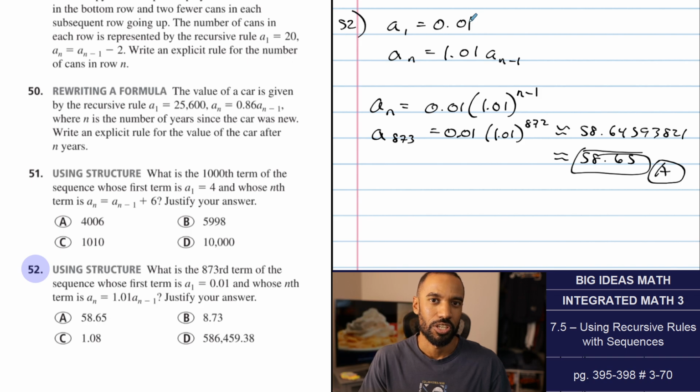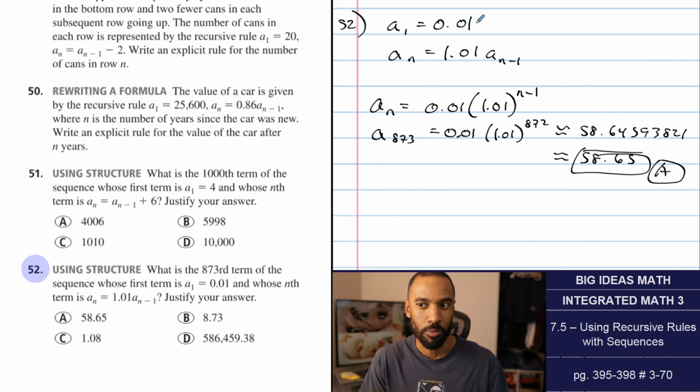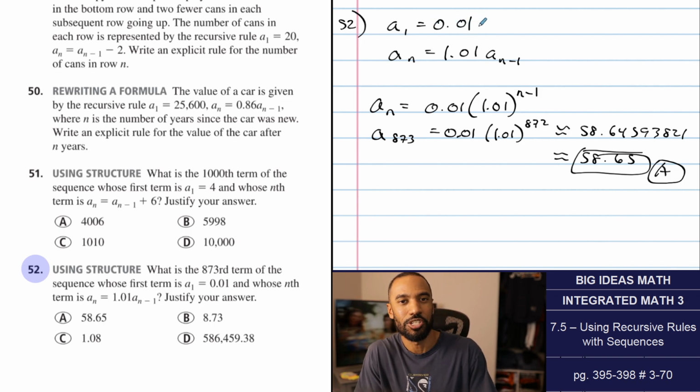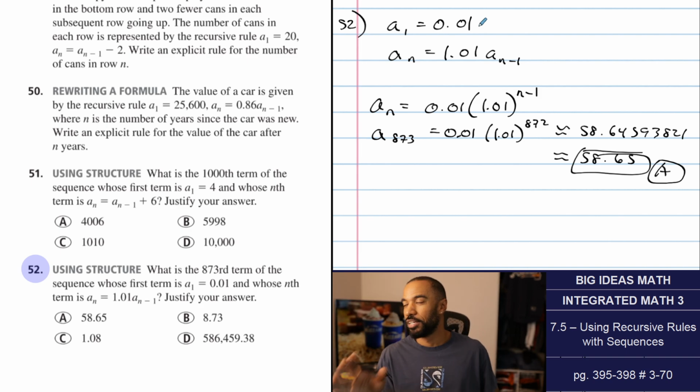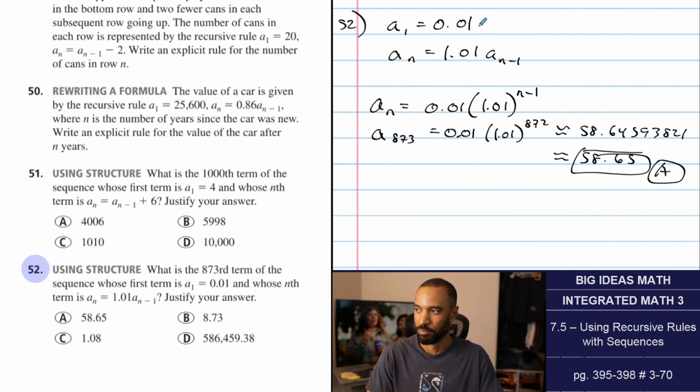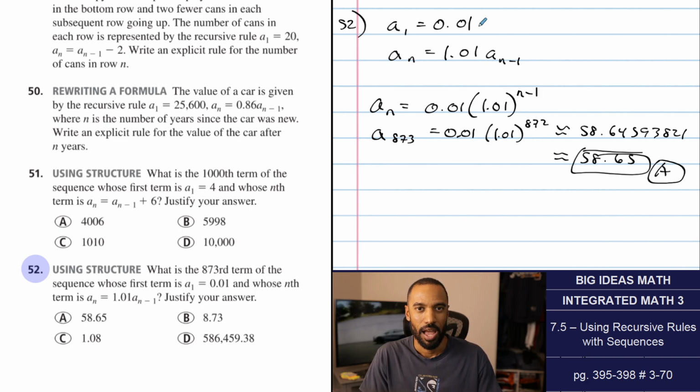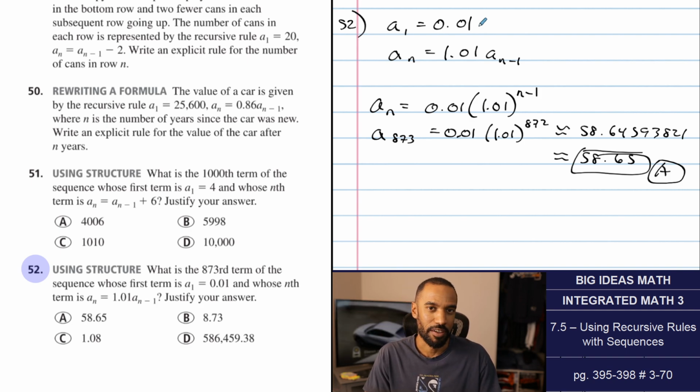It's basically saying this. You start with a penny, right? $0.01. You start with a penny, and each day your bank increases your penny amount by 1% each time. How much money will you have in the bank after 873 days? Or on day 873, you'd have $58.65.